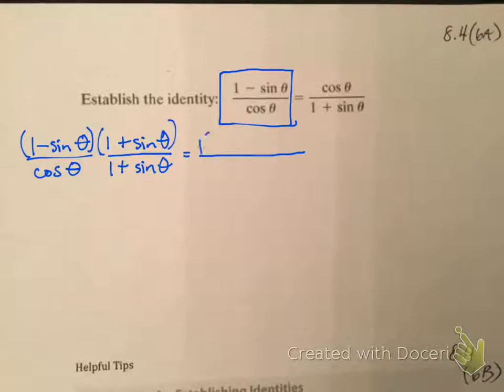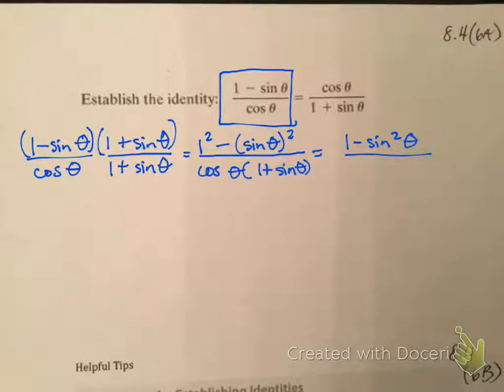So I take the first term and square it, which is 1. So I have 1 squared minus, and I take the last term, which is sine theta, and I square it. Okay, so when I do that, I get 1 minus sine squared theta over cosine theta times 1 plus sine theta. Okay, alright, so I'm going to bring that over here.